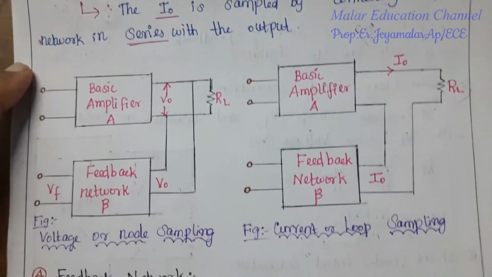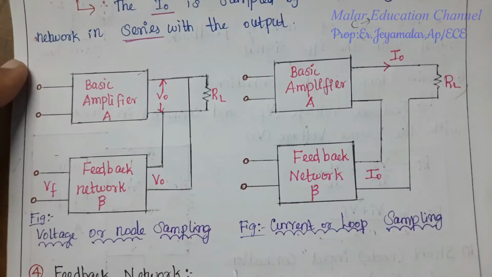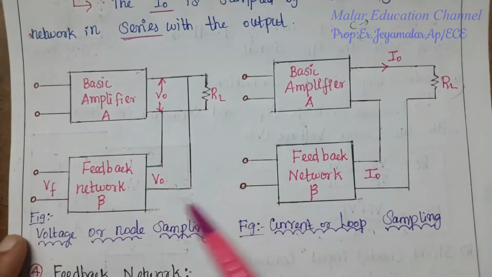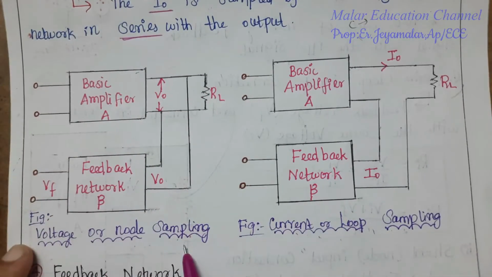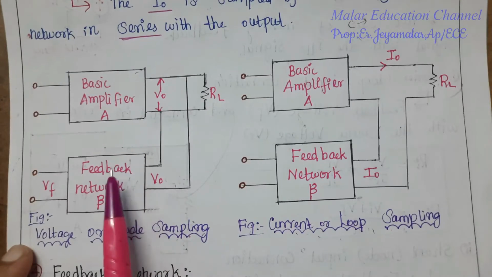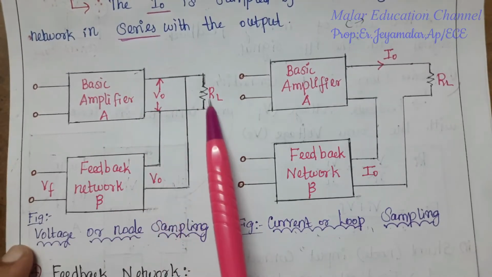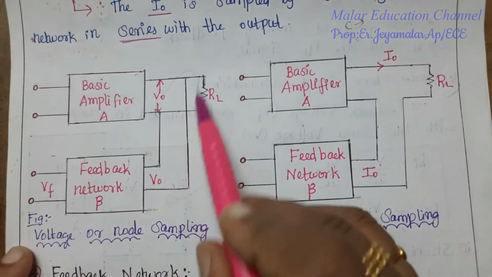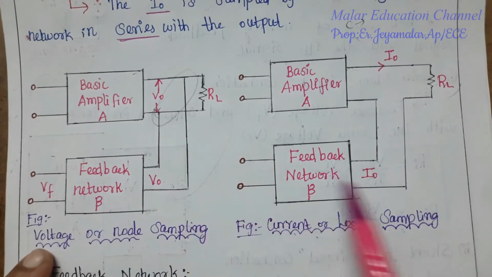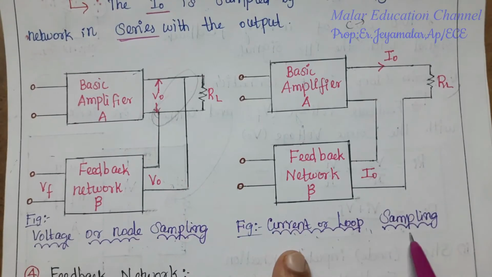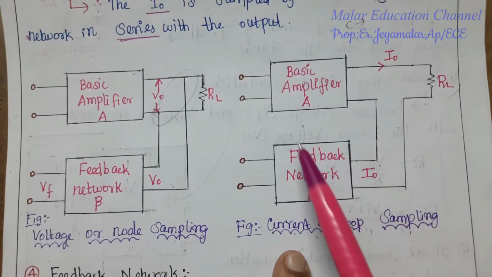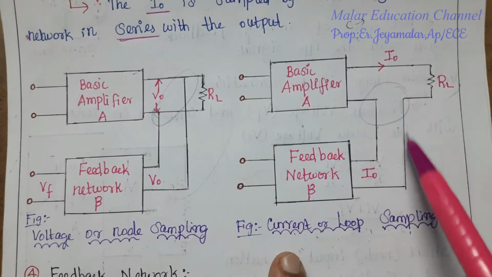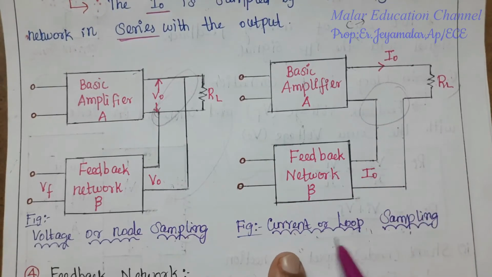See the diagram, this is a block diagram for the sampling network. This is the input section, and this is the output section. Voltage or node sampling: basic amplifier, feedback network. This is the output section. Voltage means parallel connection, so this is for parallel connection. See here, this is for current or loop sampling. Basic amplifier, this is the input section, and the feedback network is connected via series connection because this is current sampling, a current loop.